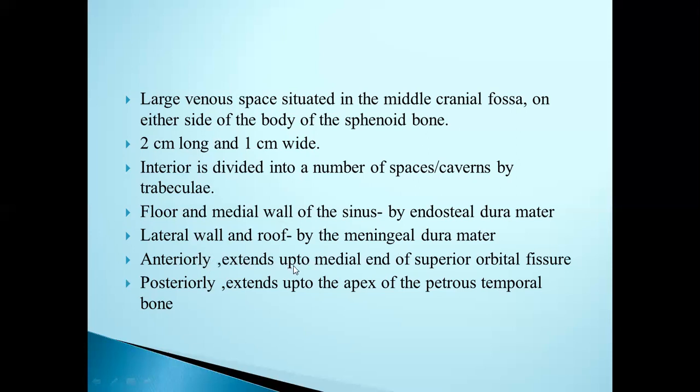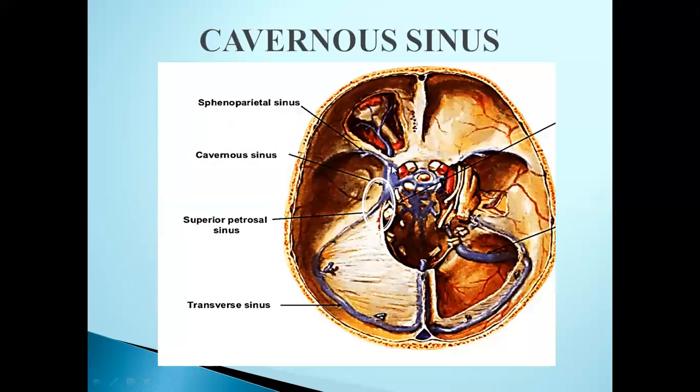Anteriorly, the sinus will extend up to the medial end of superior orbital fissure, and posteriorly it extends into the apex of the petrous temporal bone. If you see here, anteriorly it is extending into the superior orbital fissure and posteriorly into the petrous temporal bone.